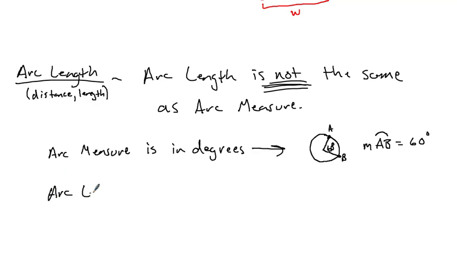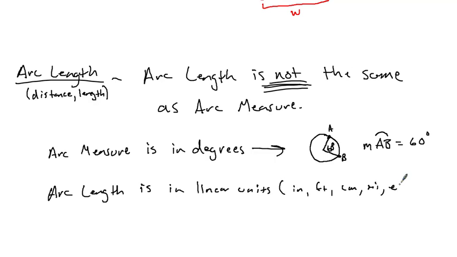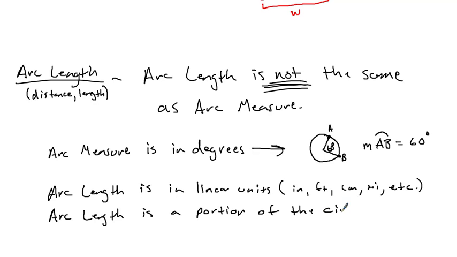So arc length is in linear units. That's inches, feet, centimeters, miles, etc. Right? It's a length. It's how long it is. Okay, arc length is a portion of the circumference.